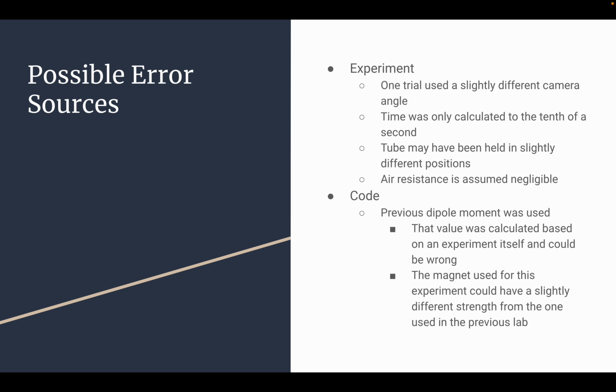So, some possible error sources. We have that one trial used a slightly different camera angle. The time was only calculated to the tenth of a second. The tube may have been held in slightly different positions. Air resistance is assumed negligible.